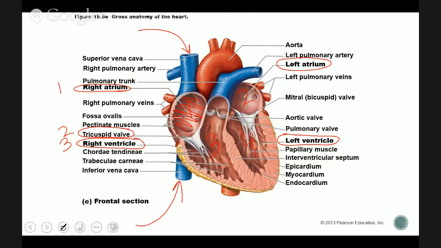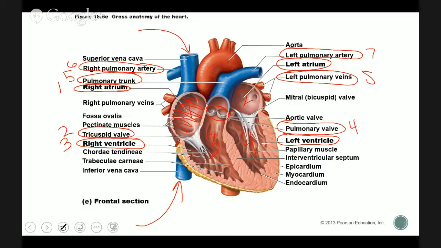Once the blood is in the right ventricle, it's going to pass through another valve called the pulmonary valve, and it's going to pass out of the heart through the pulmonary trunk. And then it'll branch off into the right and left pulmonary arteries, if you want to add that as a step. Then the blood is going to re-enter the heart through the left and right pulmonary veins. Going to fill the left atrium.